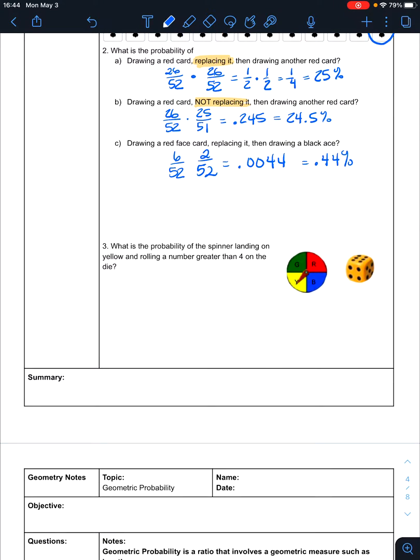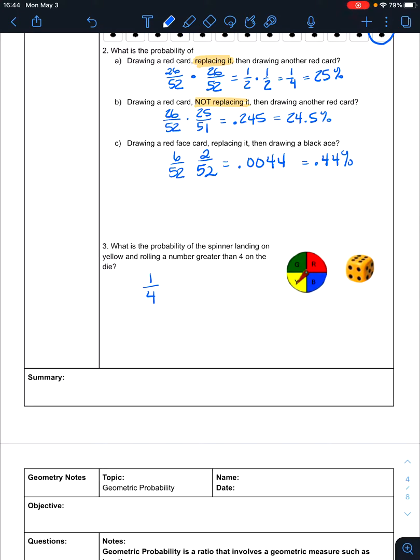So last, let's look at two completely separate events. These are independent, obviously, because one isn't going to affect the other. What you spin on the spinner doesn't affect what you roll on the dice. So these are considered independent events automatically. So what's the probability of the spinner landing on yellow and then rolling a number greater than 4 on the dice? So what's the probability of it landing on yellow? Well, these are equally spaced. There is one of the 4 spaces that is yellow.